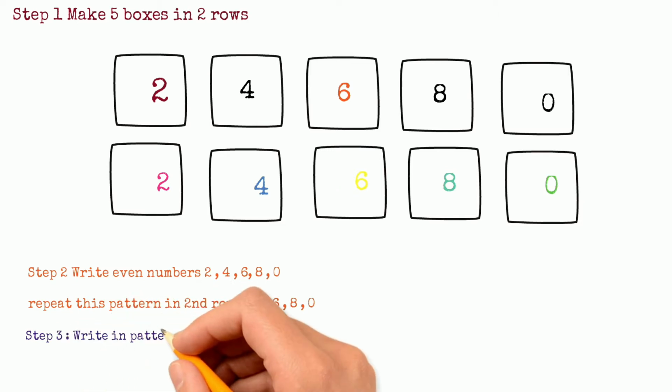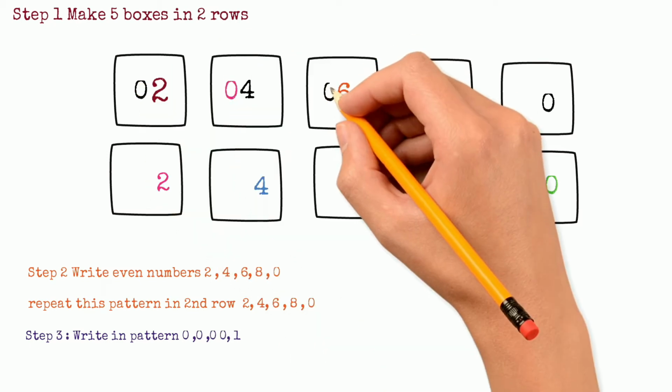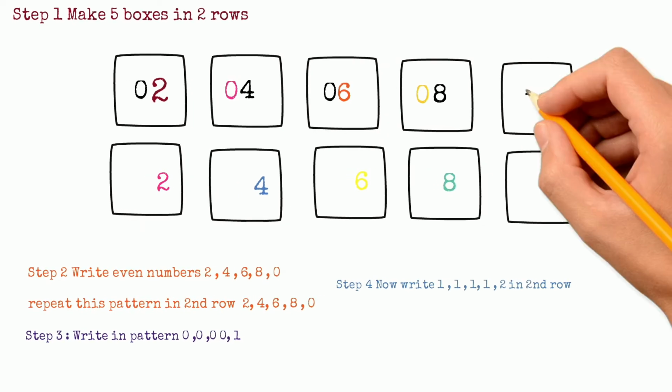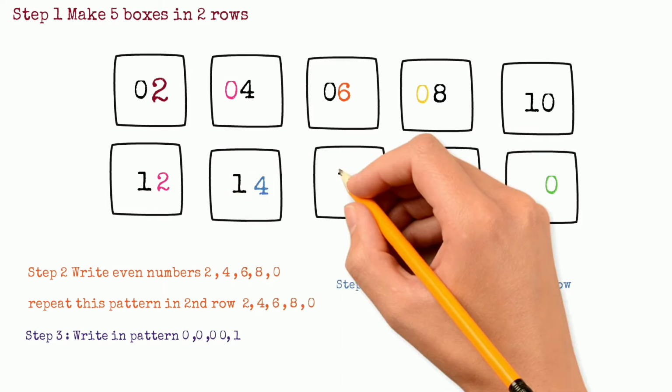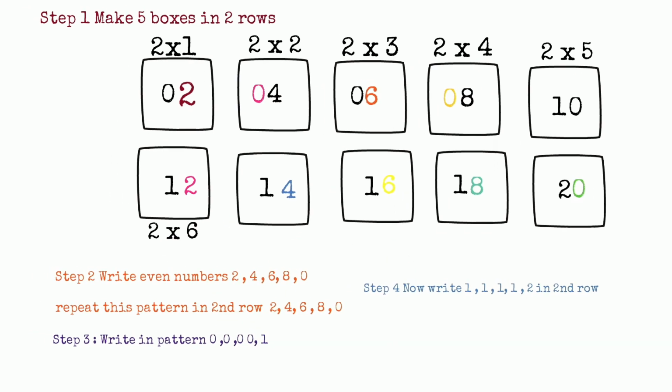Now step number 3, you need to write in a pattern 0, 0, 0, 0, 0 on the first row. Now for the second row, you need to write 1, 1, 1, 1, 1. Now you need to complete the table. 2 times 1, 2 times 2, 2 times 3, 2 times 4, 2 times 5, 2 times 6, 2 times 7, 2 times 8, 2 times 9 and 2 times 10.